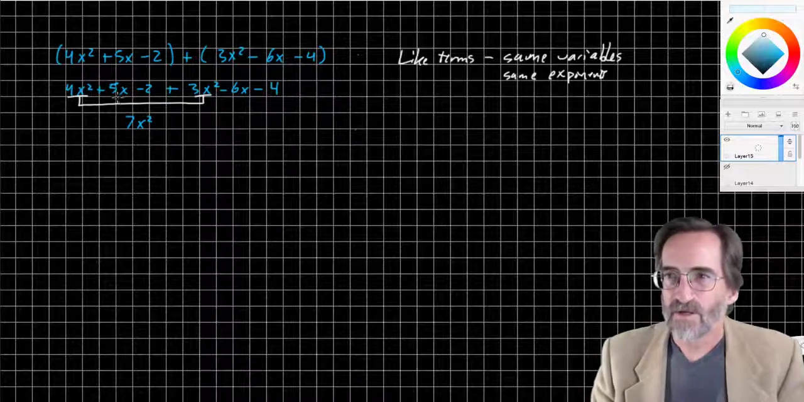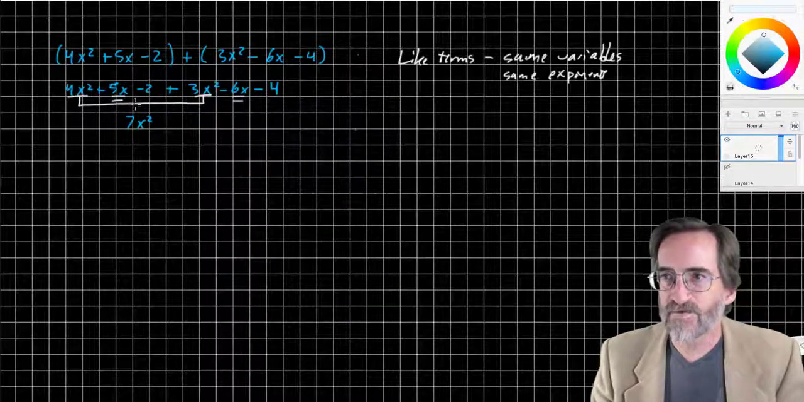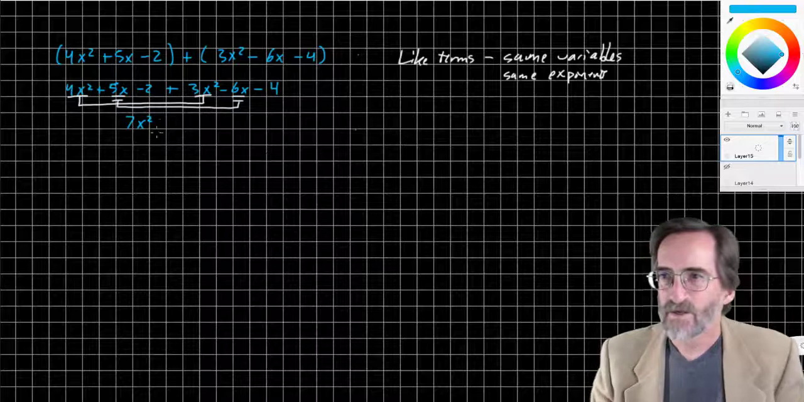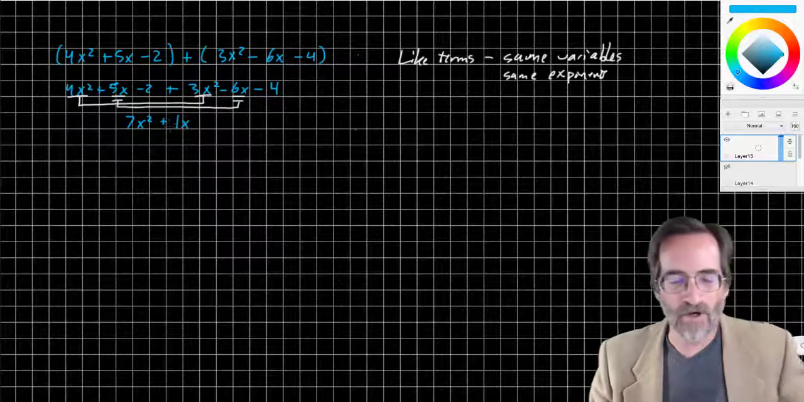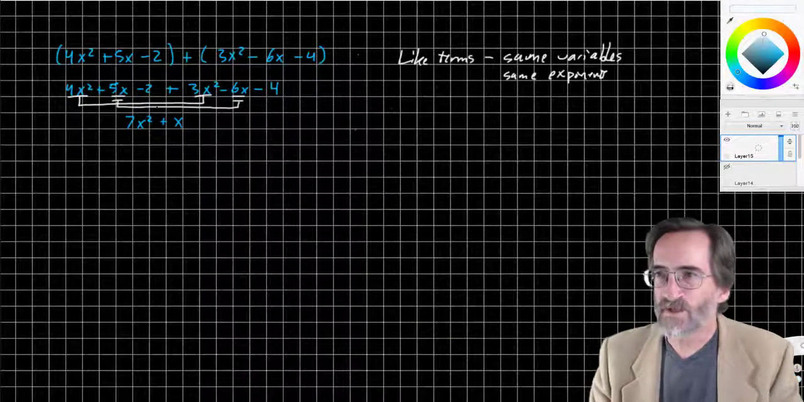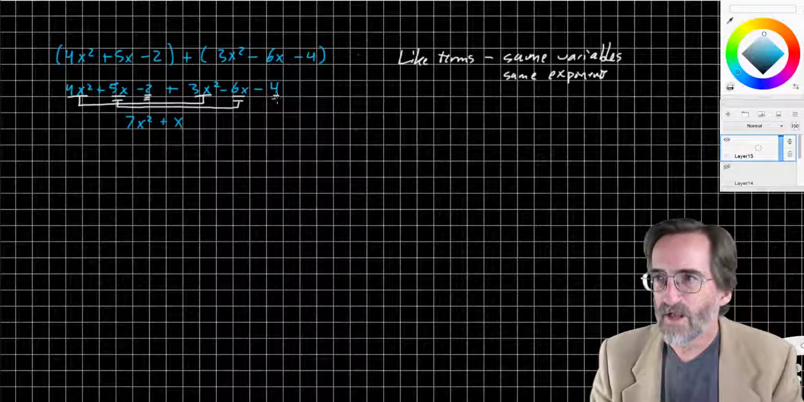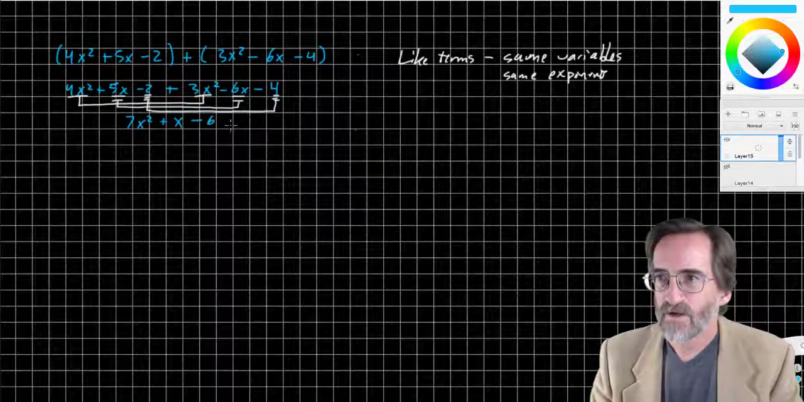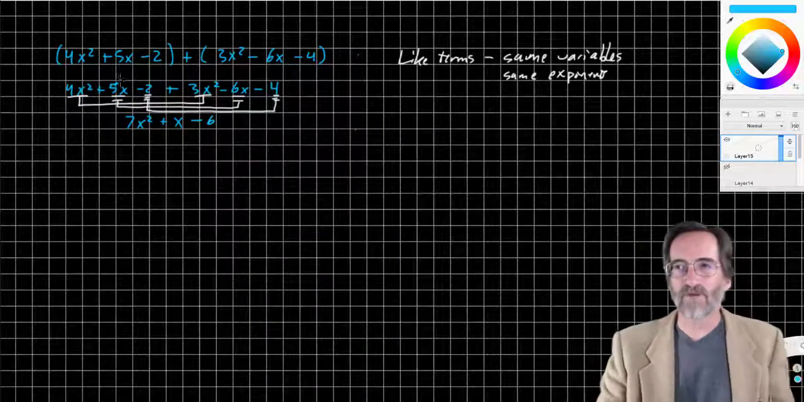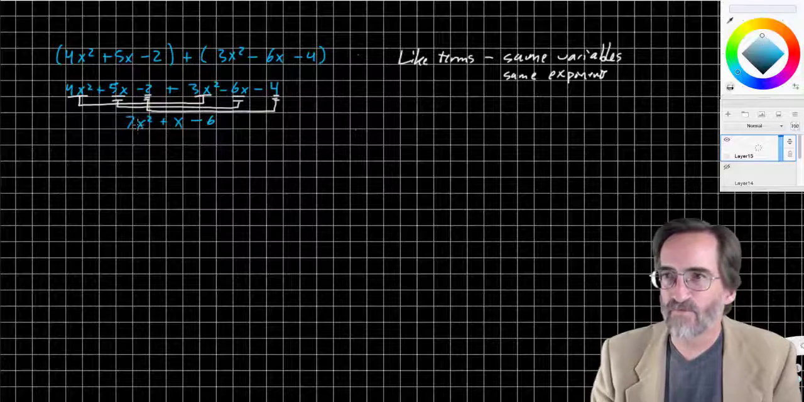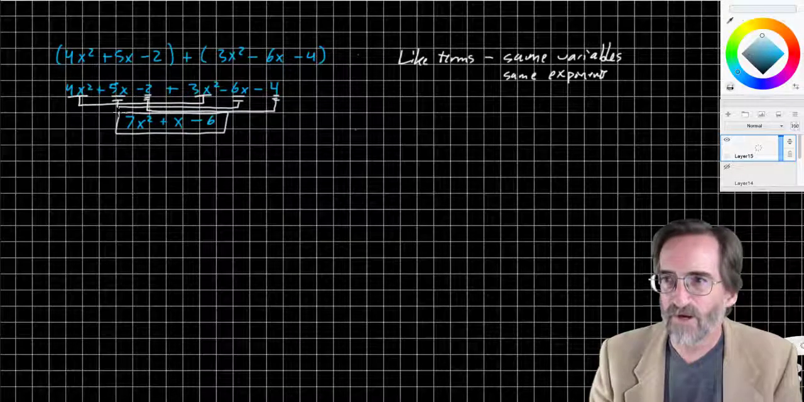They're like terms. I have 5x's and negative 6x's. 5x's and negative 6x's are 1x. So I can write the 1 or I can leave the 1 off. I'm going to leave it off. Okay, and then we have constants that are also like terms, -2 and -4. -2 and -4 combine to make -6, or -6 ones. So the sum of 4x squared plus 5x minus 2 and 3x squared minus 6x minus 4 is 7x squared plus x minus 6 by combining like terms.